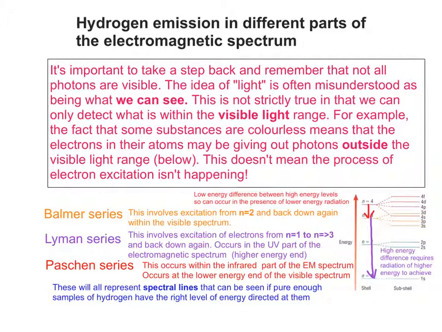Now, it's high in the sense that it occurs at high energy levels, but the actual transition from n equals 3 to n equals 4 and back down again doesn't actually require much energy, because the energy difference is quite low. So it's the energy difference we're talking about here. All of these represent what we call spectral lines. Each series will give you a series of lines when you do an atomic emission spectrum, which we'll look at in a second.